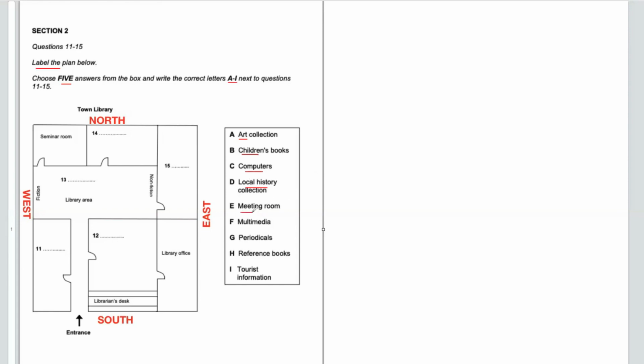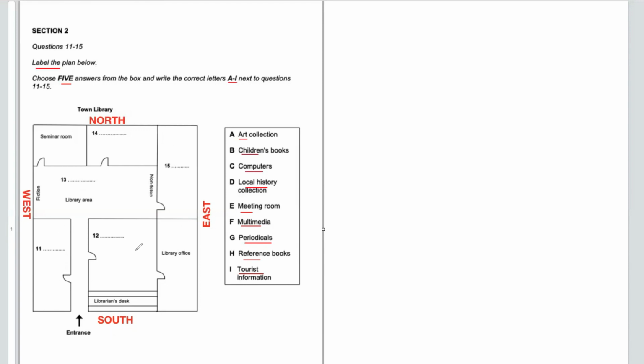I'm going to underline meeting because I already know there are various rooms, so I don't need to underline room. Multimedia, periodicals, reference. Again, I know we're talking about books, so I'm not going to underline that. And anything about tourists. Information is not important in this case because it's pretty much understood.